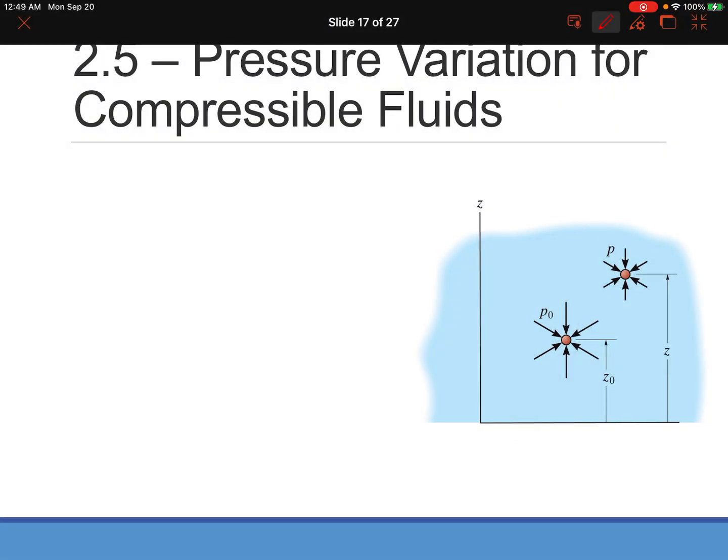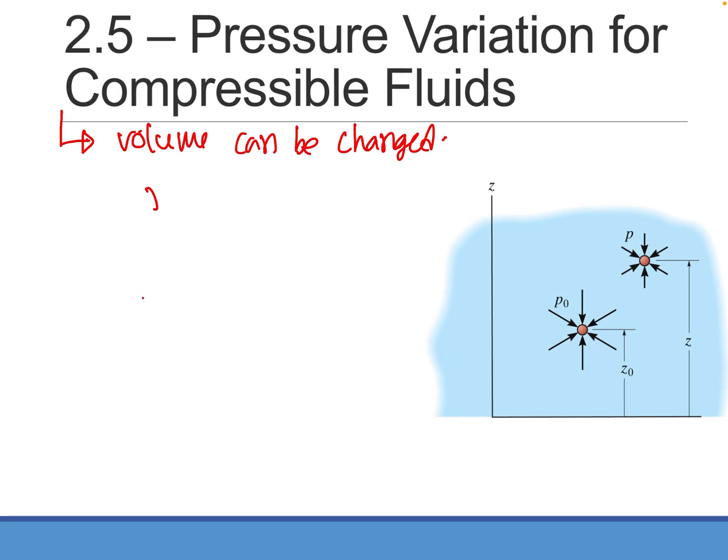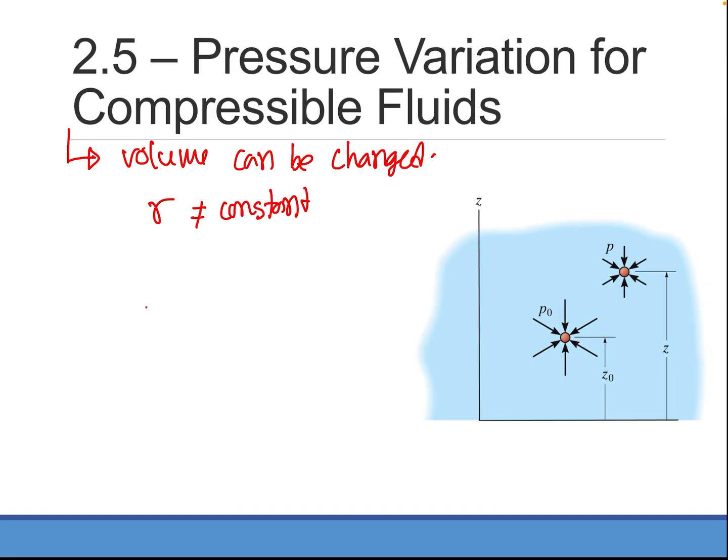So for the second part of this lecture, we will discuss the pressure variation for the compressible fluid. Compressible means you can compress the fluid. That means you can change the volume. That means this volume can be changed. That means gamma is not constant. And for example, any gases can be the compressible fluid.